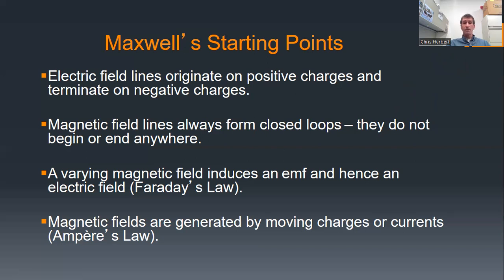Also, we know magnetic field lines always form closed loops. They can never begin or end anywhere. That's why we don't have magnetic monopoles. We don't have north poles without south poles. Otherwise, we could have the beginning of magnetic fields. But of course, magnetic fields always close back on themselves. Faraday's law of induction: we know that a varying magnetic field induces an EMF and therefore produces a current from an electric field. And of course, magnetic fields are also generated by moving charges. We know this because we have electromagnets.